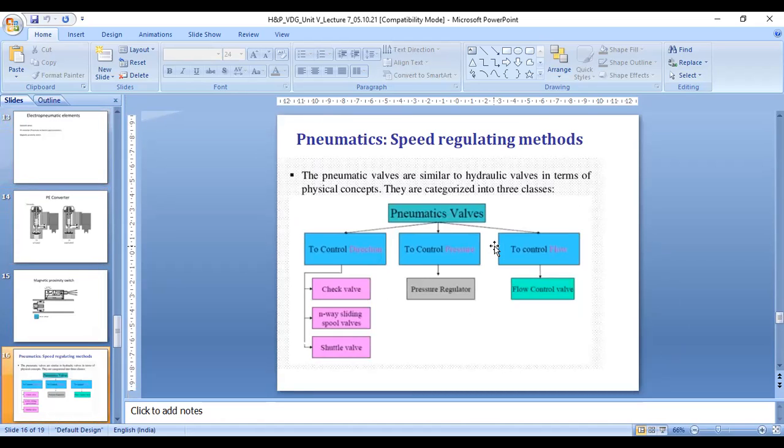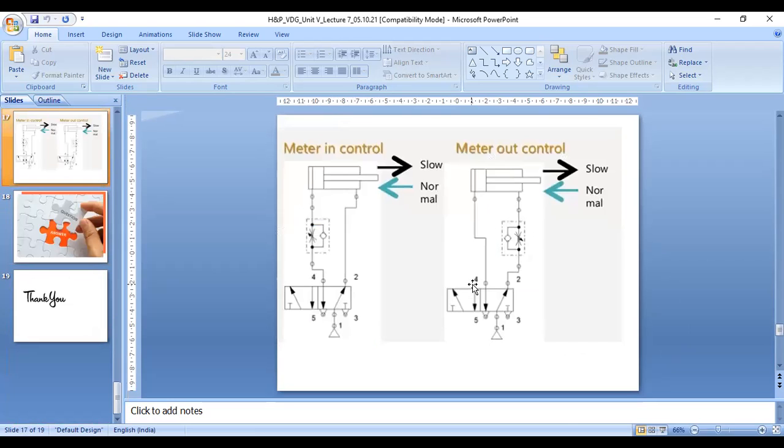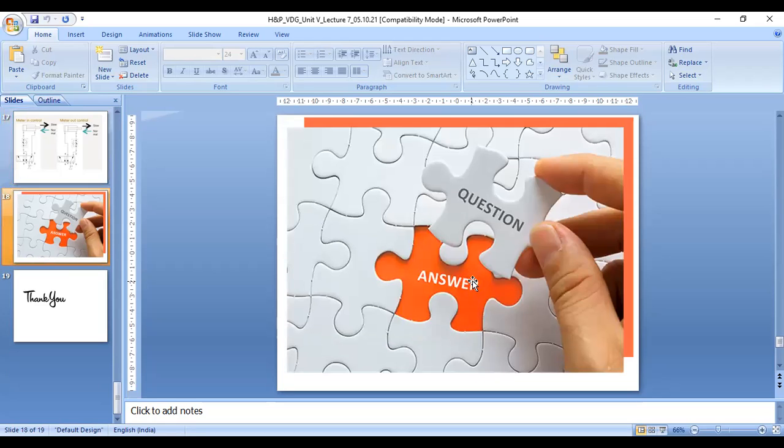In this method, pneumatic valves control direction, pressure and flow. To control direction: check valve, sliding spool valve, shuttle valve. To control pressure: pressure regulator. To control flow: flow control valve. Meter in and meter out are used for controlling the speed of the circuit.